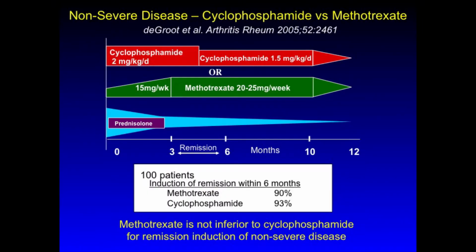These studies first grew out of the early 1990s, and there remained a great deal still of skepticism and concern about its use, prompting this randomized trial conducted in Europe, where cyclophosphamide was compared with methotrexate in people with non-severe disease. In this study of 100 patients, methotrexate was found to not be inferior to cyclophosphamide, thereby providing this as an option for us to consider in these patients.